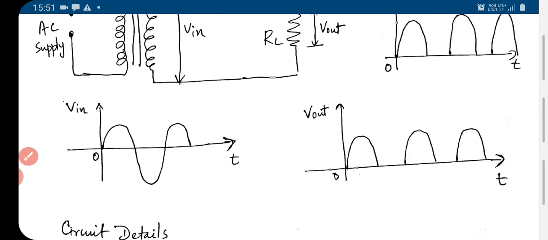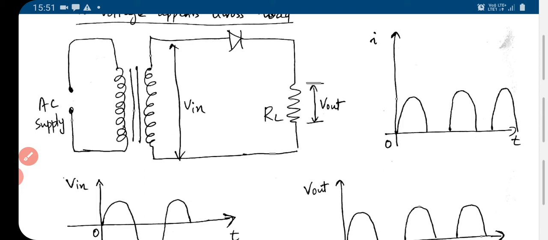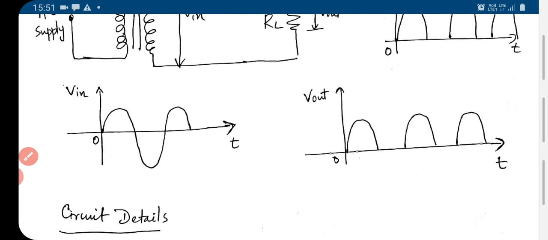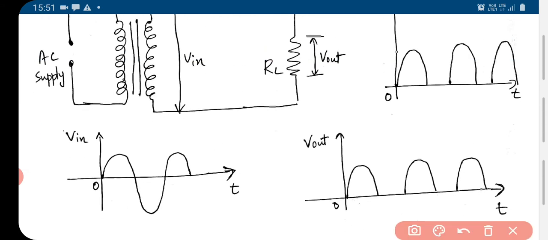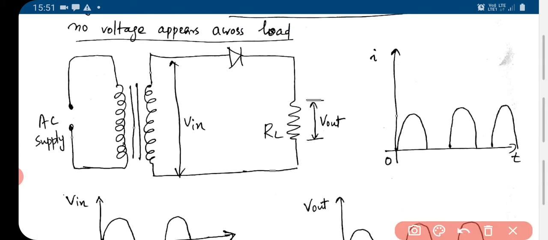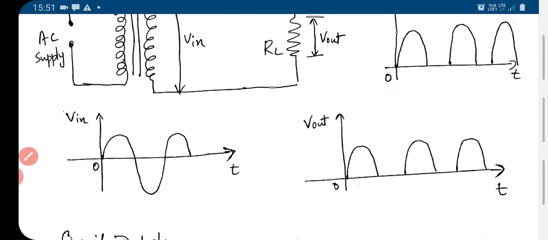So the waveforms are shown here. Vin, this is the input voltage. The voltage appearing here will be of this shape, and Vout, the voltage output across the load RL, will be of this shape. See, during positive half cycles, voltage appears across RL, but the negative half cycles are suppressed, and so the current will be flowing like this. We see in negative half cycles there is no current because there is no voltage.